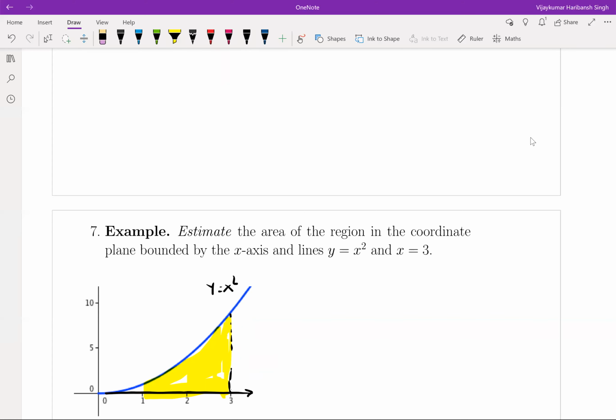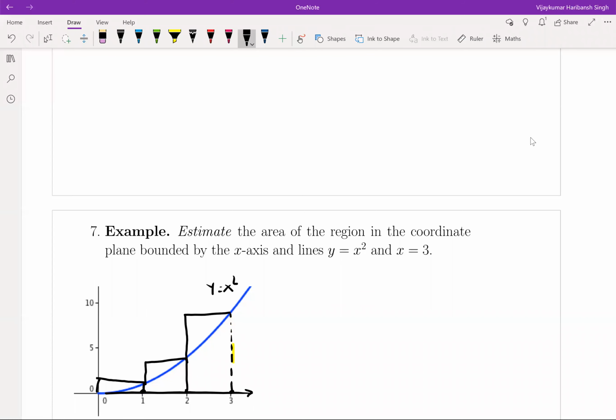We need to find out what this area is. Okay, so how do we go about it? Since we know the area of a rectangle, we'll try to approximate it by some kind of rectangles. So let's try to make 3 rectangles here. Now for rectangles, we need some height. So let this be the height. So we are choosing this as the height, and then this has a height.